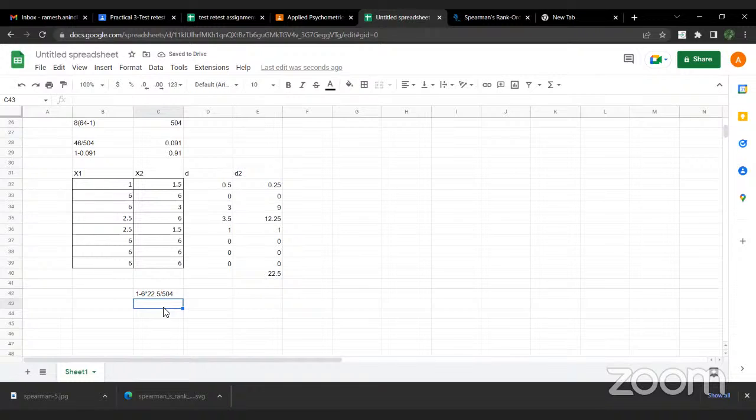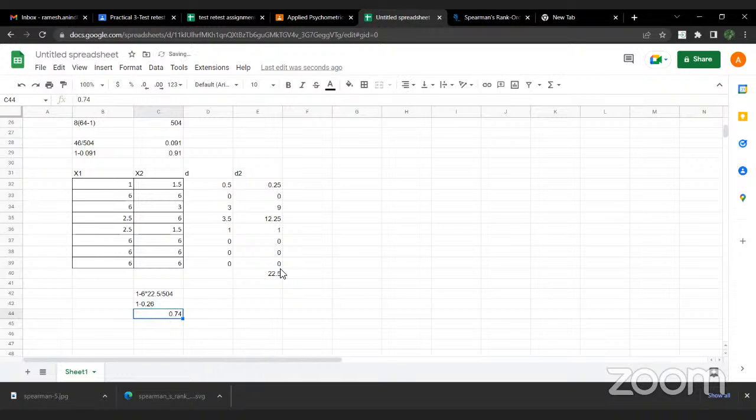So now we have to calculate 6 into 22.5 first, which is 135. 135 divided by 504 is 0.26. So 1 minus 0.26 is what we have obtained here. So therefore, when we do the same calculation here, 1 minus 0.26 is 0.74. Exactly. So the correlation value here is 0.74.